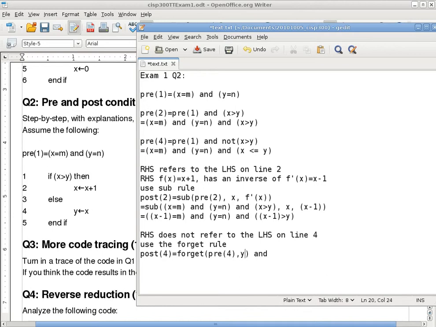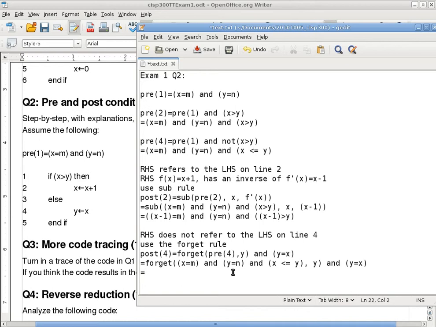So we have to replace this with y, because y is the variable on the left-hand side. But after the operation, we also know that y does equal x after that. So once you expand it, you can see the pre-4 expands to x equals m, y equals n, and x is less than or equal to y. We forget any components that mention y, but on top of that, we can add y equals x.